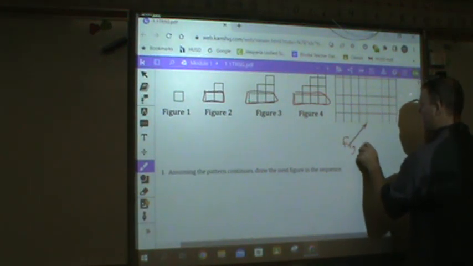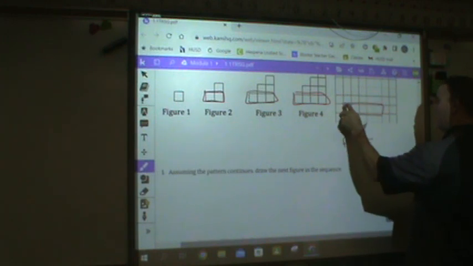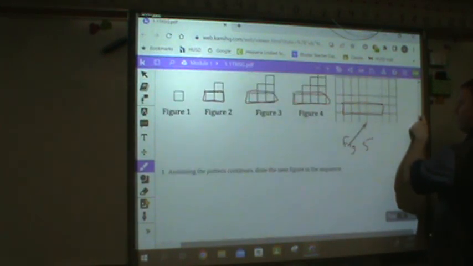So figure 5, what it's asking me to do, is going to have 5 on the bottom. So there's 3, 4, 5. Yeah, sorry, the diagram's a little off there.